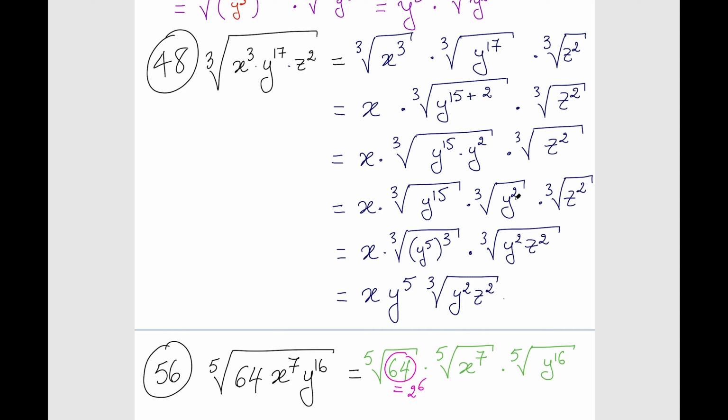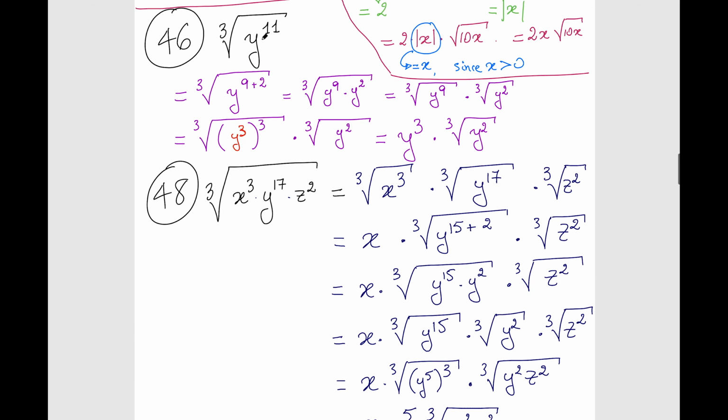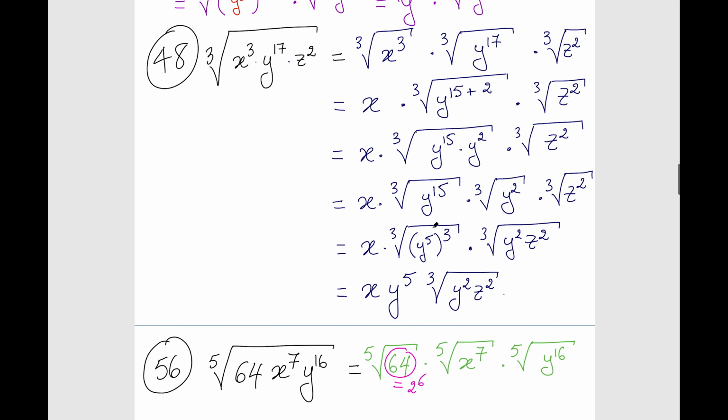And then the leftover, this part is simplified, because you needed less copies of y than the index to make up y squared. Okay, so this is the process that you see here, which is also the same as when we dealt with y to the 11. It's going to be applied over and over.